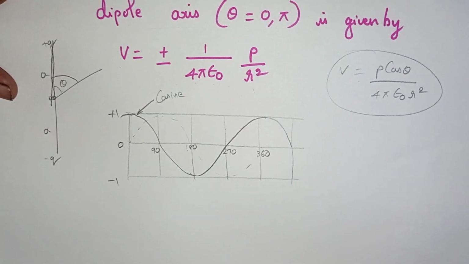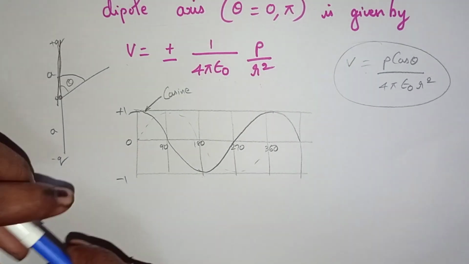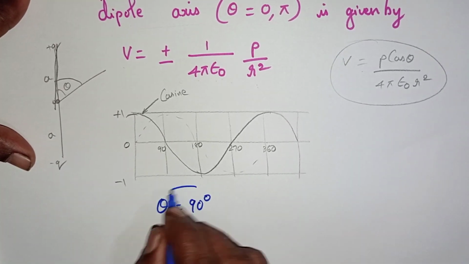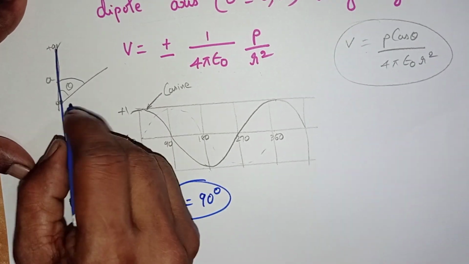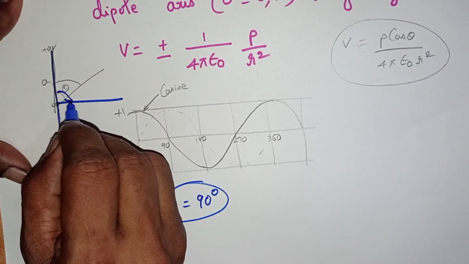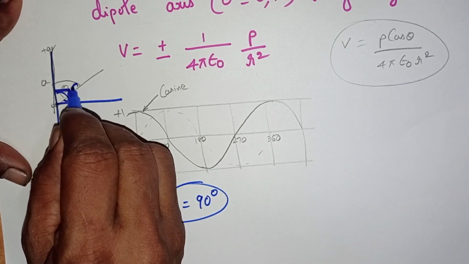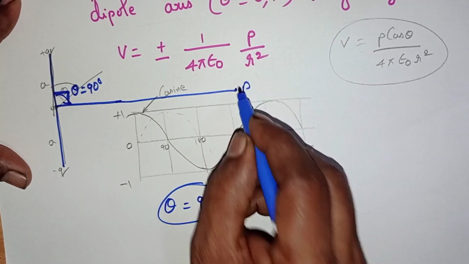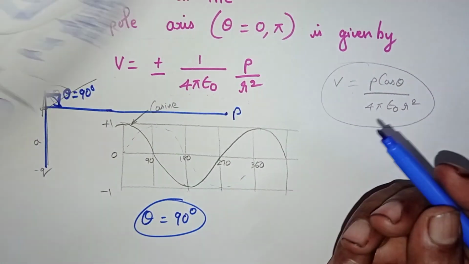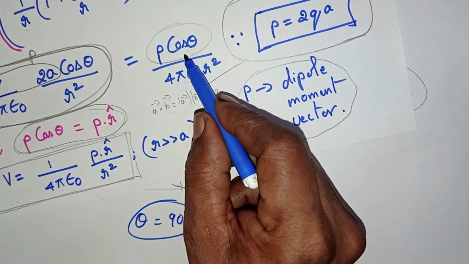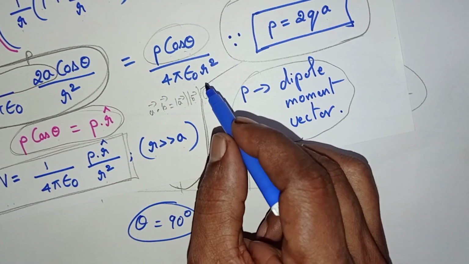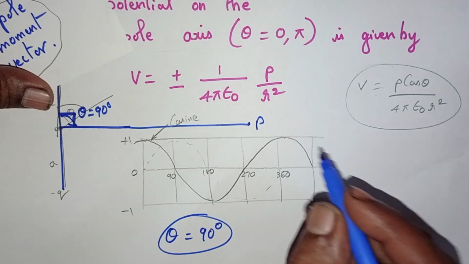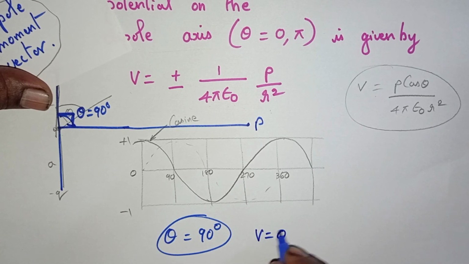You have one more case, that is when theta equals 90 degrees. This is a special case, when the angle is 90 degrees. Now if you consider the distant point P, cos 90 is 0. Therefore, the overall potential is 0. The total potential when the angle is 90 degrees is 0, that is V is equal to 0.